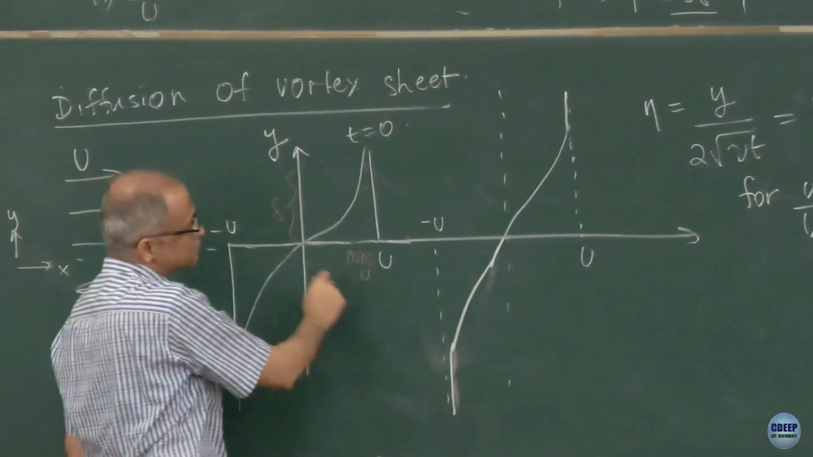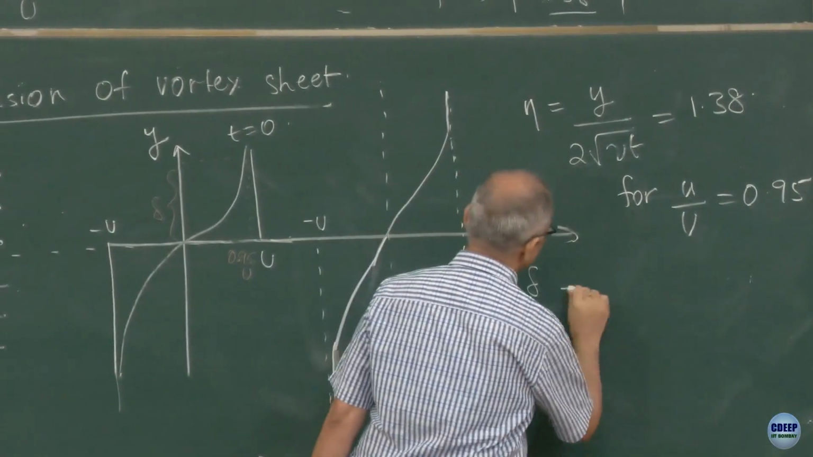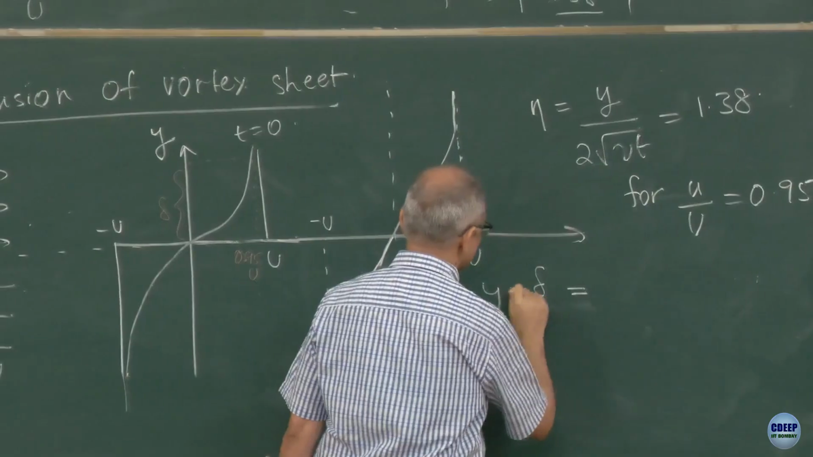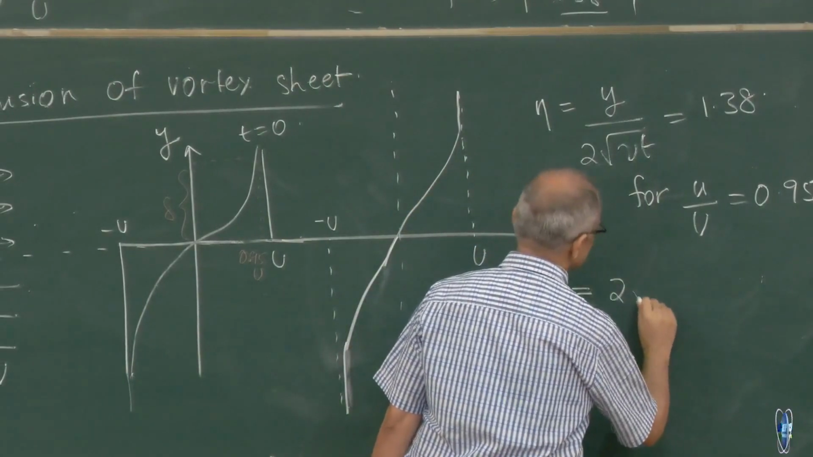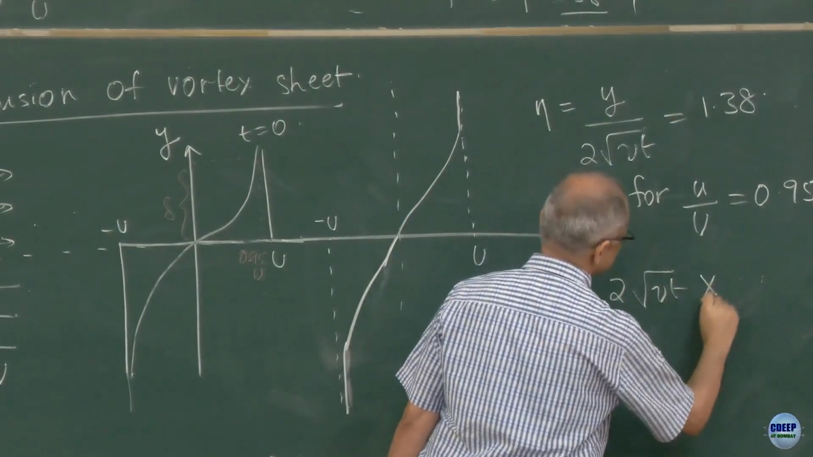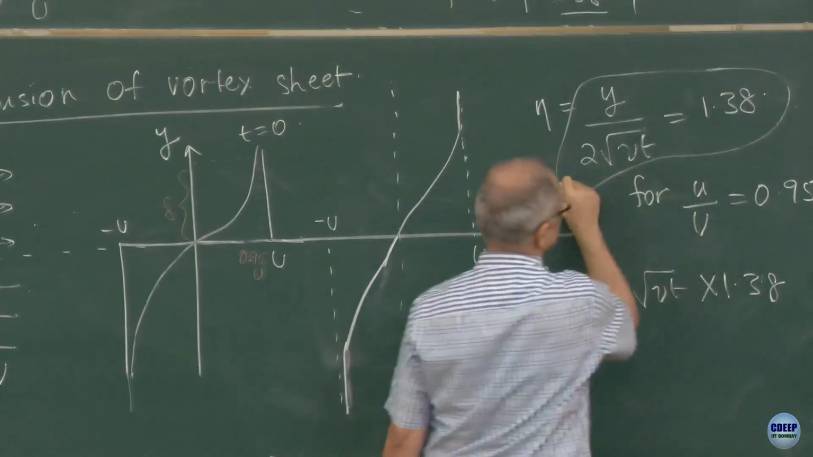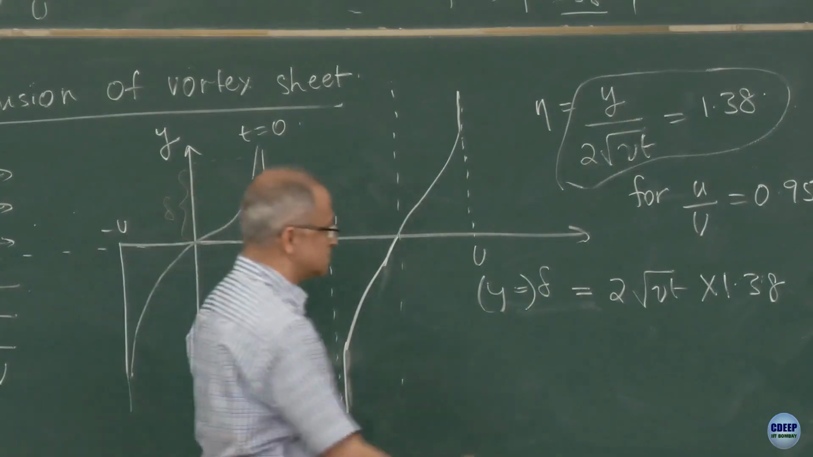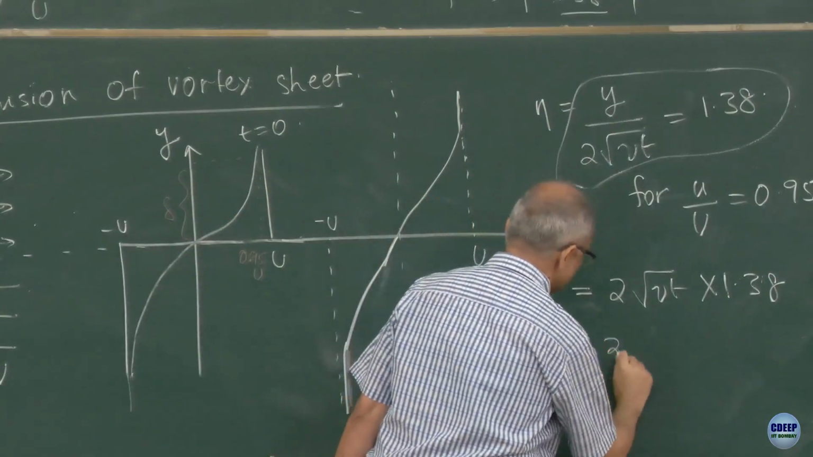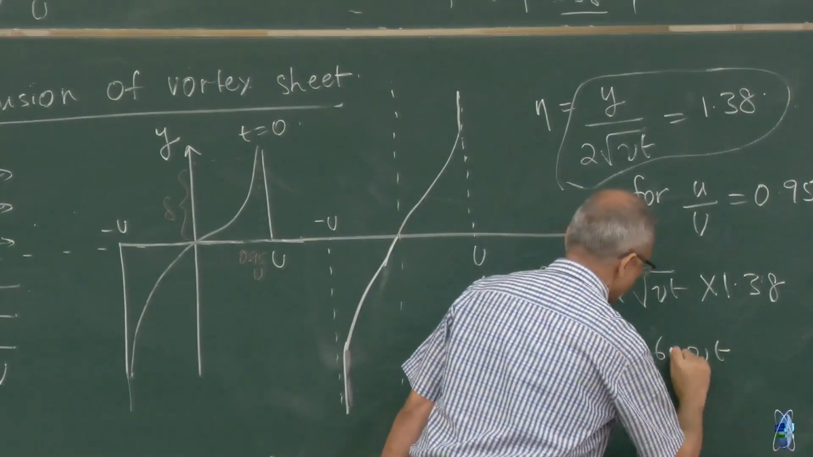When velocity becomes 0.95 U, we are calling that y equal to delta. So delta is equal to 2 times the square root of nu t times 1.38. I'm using this part of the equation to get delta. So my delta becomes, as in the previous problem, 2.76 times the square root of nu t.